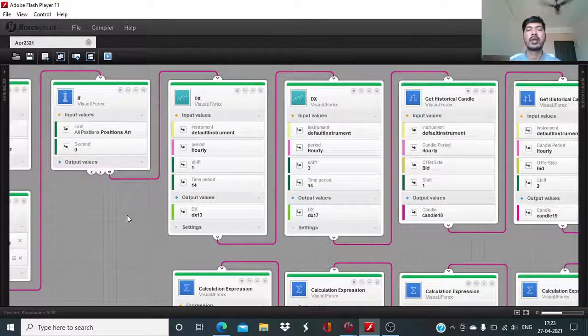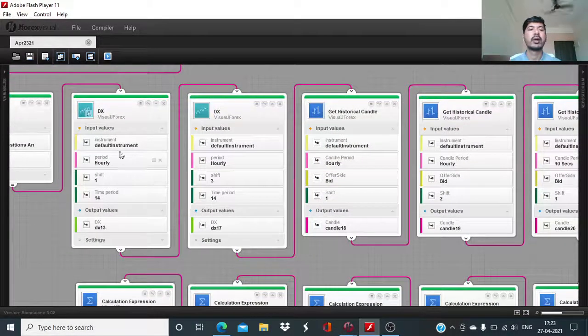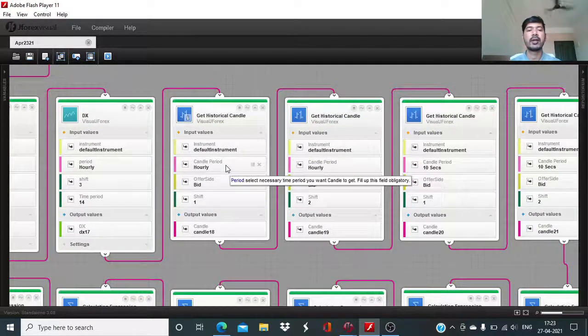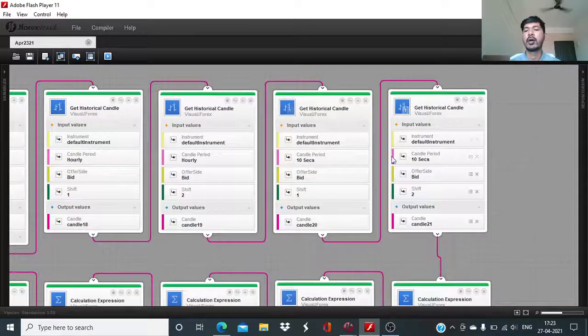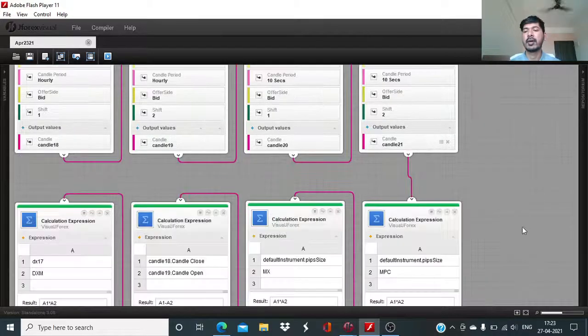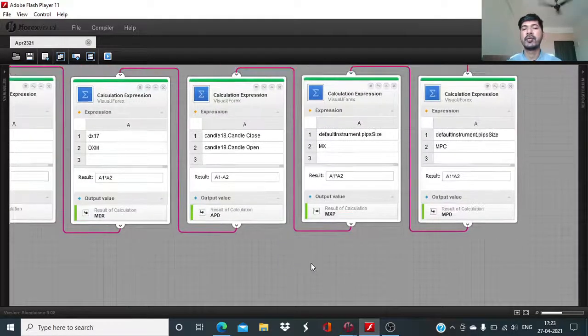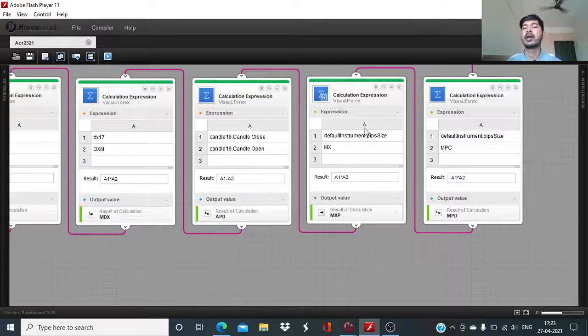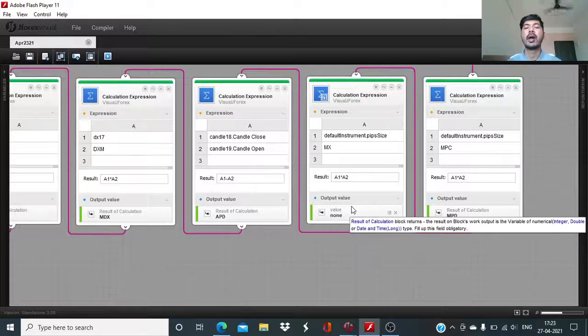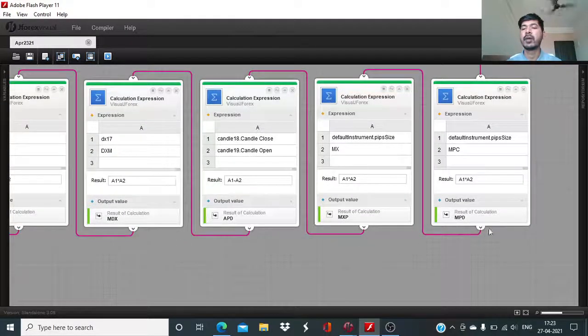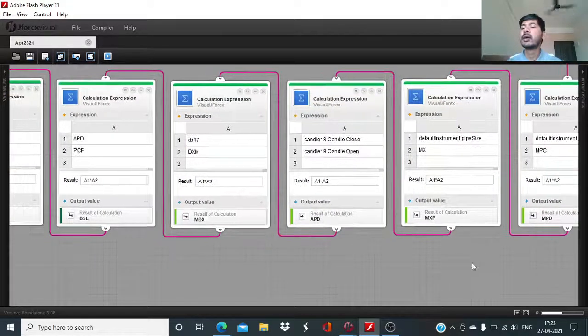The position amount was set at 0. Then I got these DX blocks of the hourly time frame, the get historical candle of hourly time period, along with the 10-second candles as well. Then, to define the minimum and the maximum values for the actual price difference, to look at the price volatility, these two conditions have also been defined, the minimum and the maximum value of 15 and 45 pips respectively.